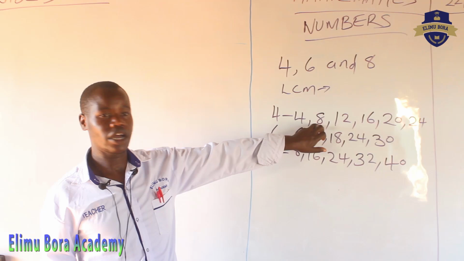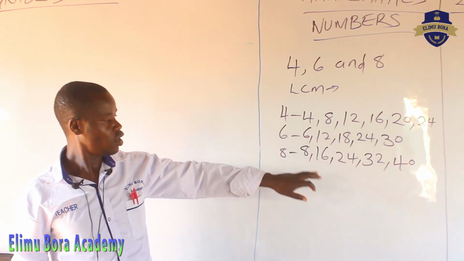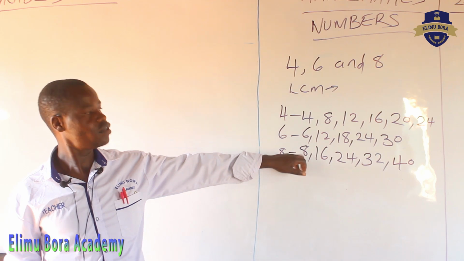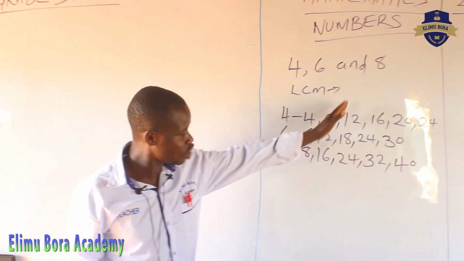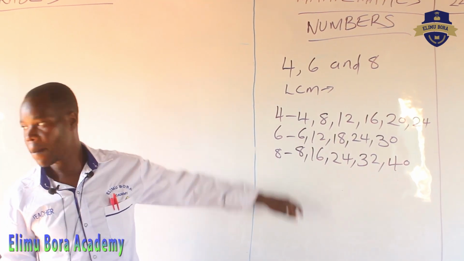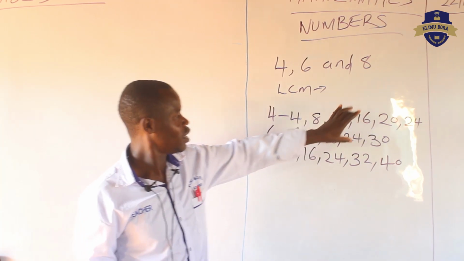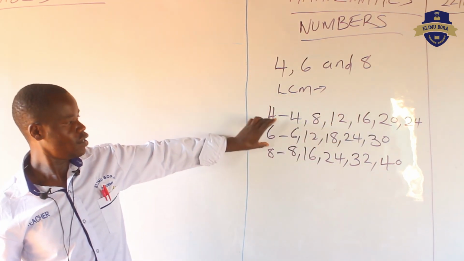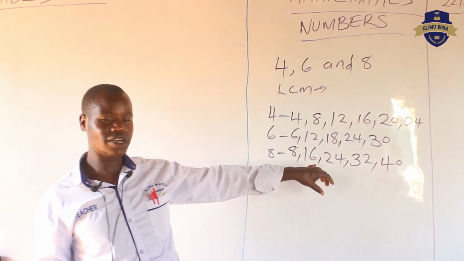Do we have 8 in 6? No. In 8? Yes, but not in 6. And then we have 12. Do we have 12 all across? No, 8 doesn't have 12 as one of its multiples. Then we come to 16. We have 16 as a multiple of 4. In 6, do we have 16? No. In 8, we have 16.